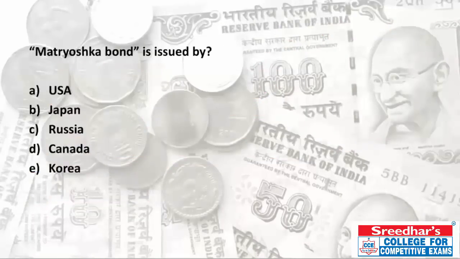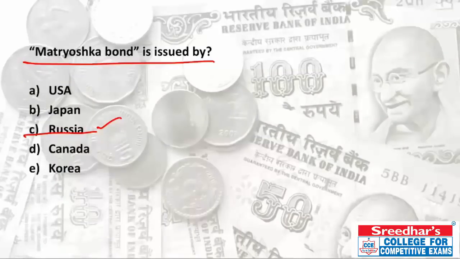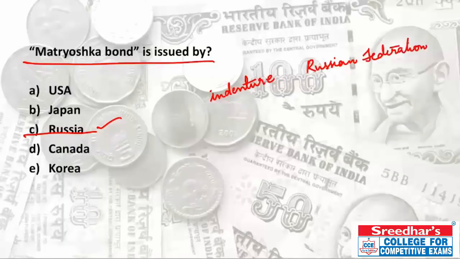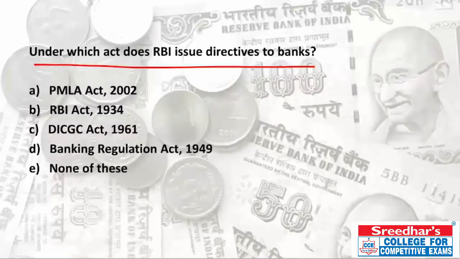Matryoshka bond is issued by Russia. The term Matryoshka bond refers to an indenture. These bonds are issued by the Russian Federation in Russian rubles by a foreign bank or company. So when a corporation wishes to raise capital from investors located in the Russian Federation, these bonds are issued. Under which act does RBI issue directives to banks? Banking Regulation Act 1949. Under this Banking Regulation Act 1949, RBI issues directives to the banks.